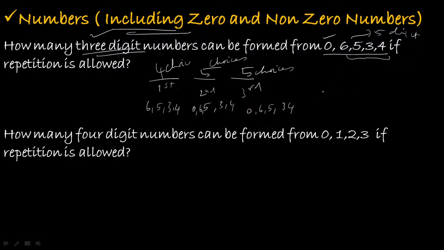So the total number of possible arrangements is 4 times 5 squared, which is 100 possible ways of arrangement for this problem.